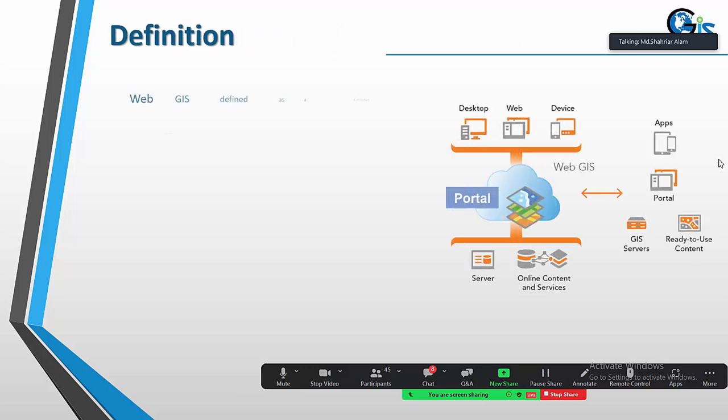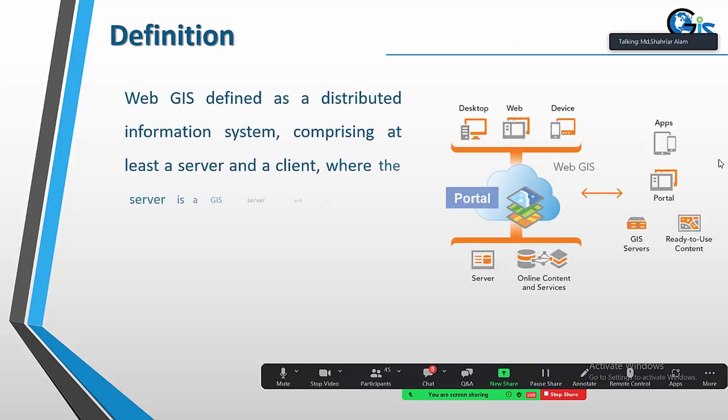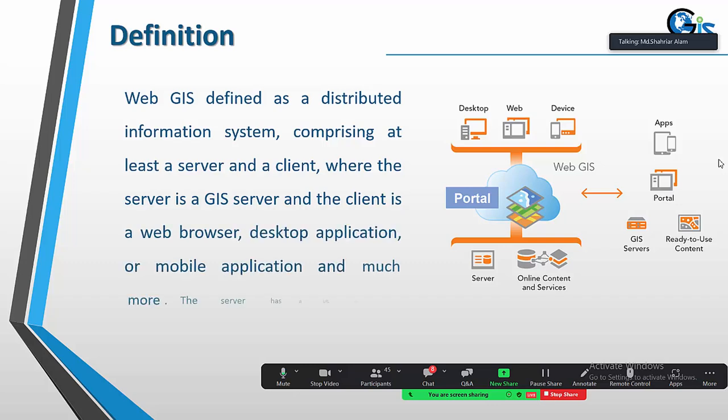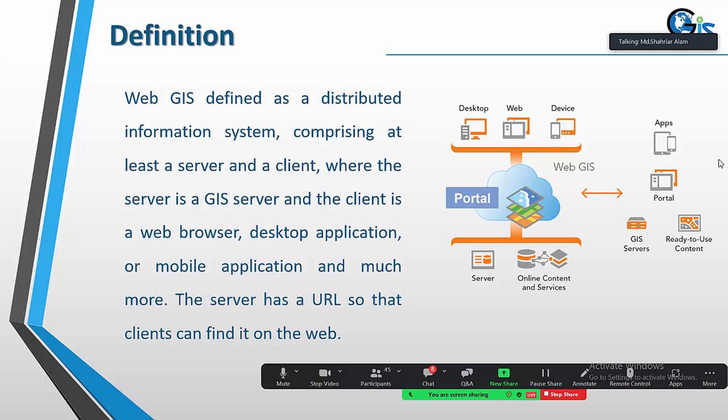Now let's see the definition of WebGIS. WebGIS is defined as a distributed information system comprising at least a server and a client. In this image we can see this portal is the server which manages everything about your WebGIS project, and it will distribute to the client your WebGIS output. And who is your client? The client is a web browser, desktop or a device, which means the mobile apps also.